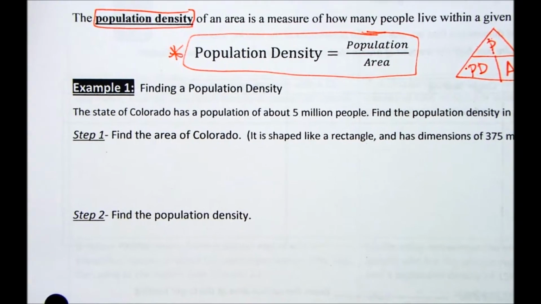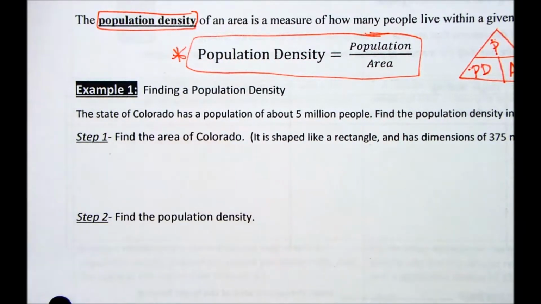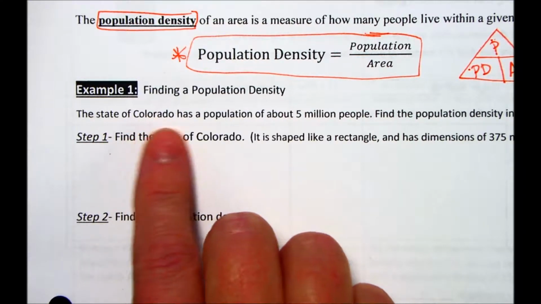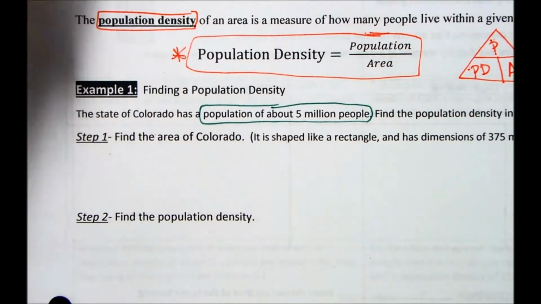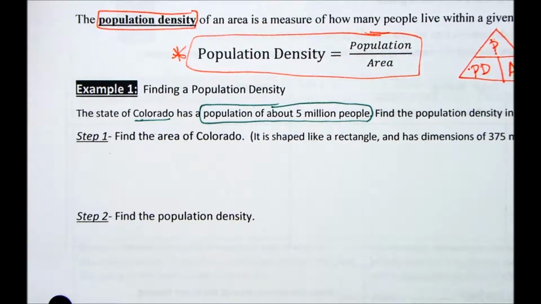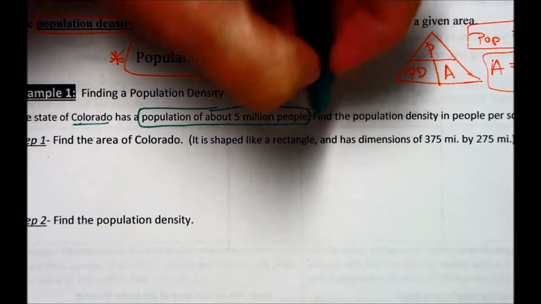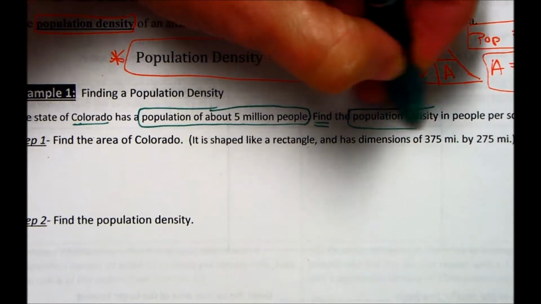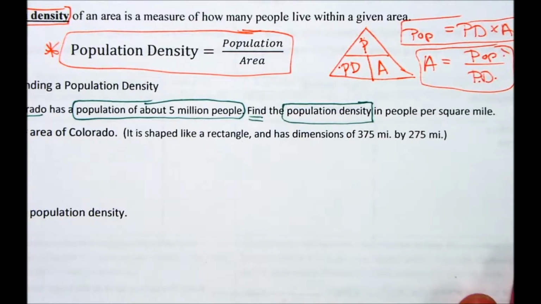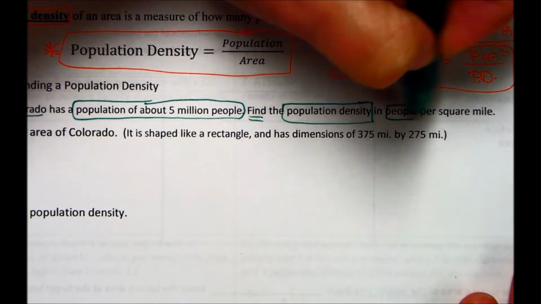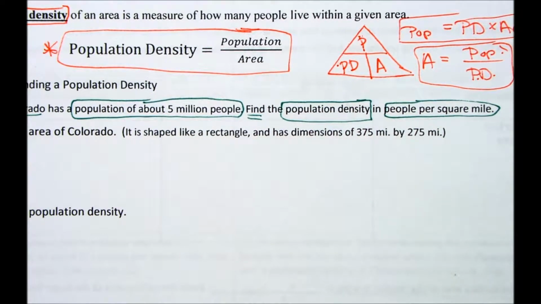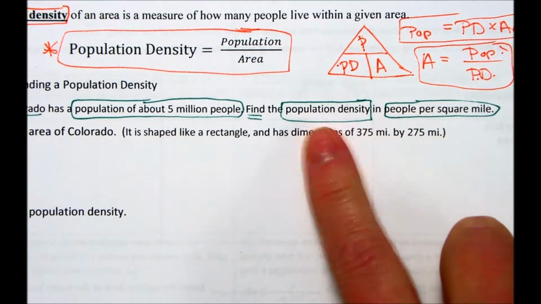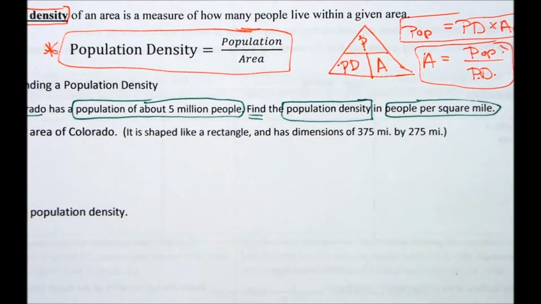Okay, so now that we got our formulas, let's see what we're trying to find. We are finding a population density. So step number one, it says the state of Colorado has a population, so they're telling us the population of Colorado is about 5 million people. They want us to find the population density in people per square mile. So our answer always has to have the correct unit of measure. So units of measure are going to be really important in this chapter. So we're trying to find the population density in people per square mile.